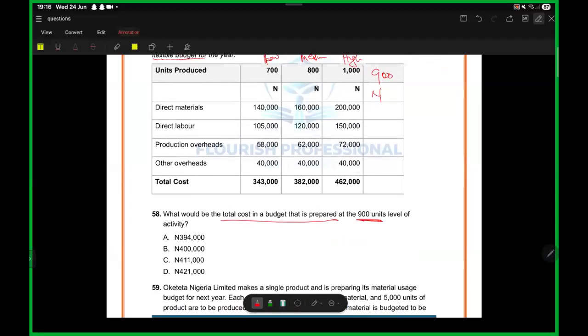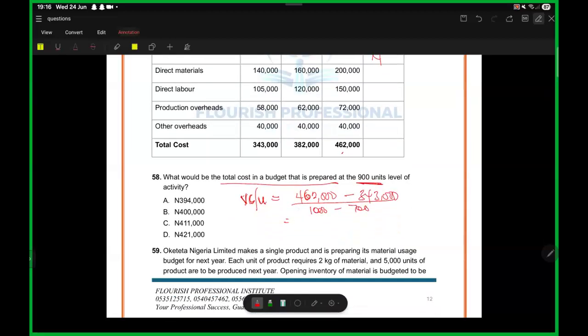So the formula to find the variable cost per unit, we said it is the total cost of the highest unit, which is 462,000, minus the lowest, which is 343,000, all over the highest unit, which is 1,000 minus 700. So when you do this, what will be the answer?